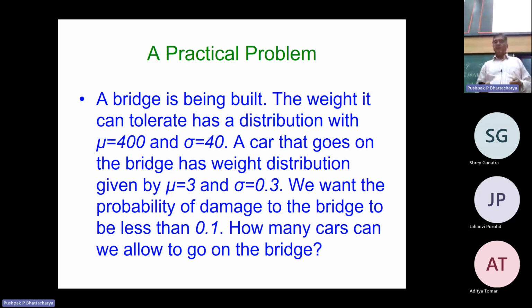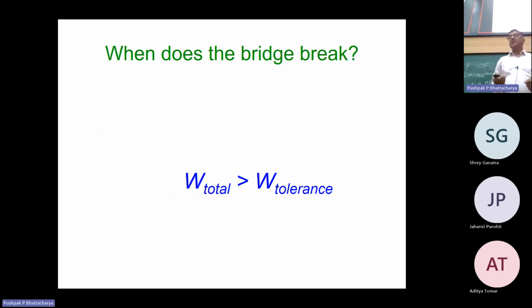Everywhere, probability. So now let's see, when does the bridge break? The bridge breaks when W total exceeds W tolerance. Is it correct? No, it's not correct. If W total exceeds W tolerance, the bridge may not break. When W total exceeds W tolerance, there is a high probability that the bridge will break. See how probability comes in. "The bridge will break" is deterministic. "With high probability the bridge will break" is a probabilistic statement, which is more correct.